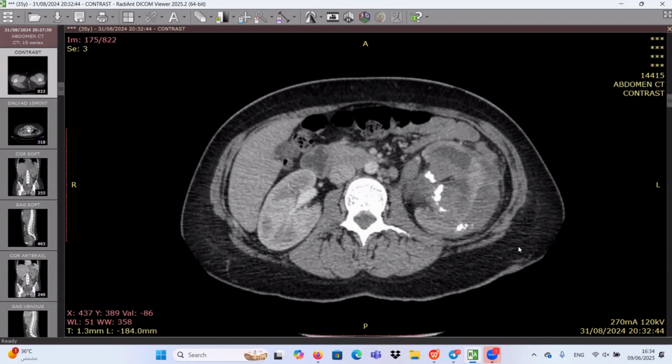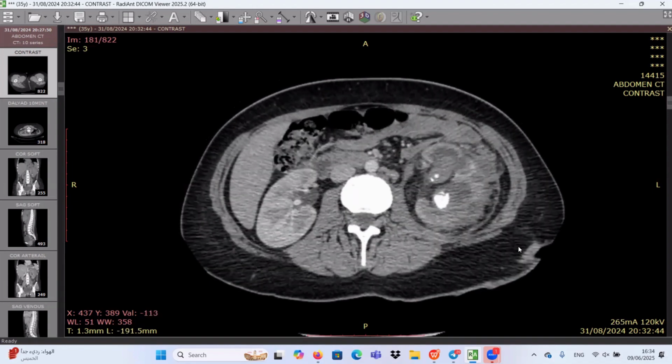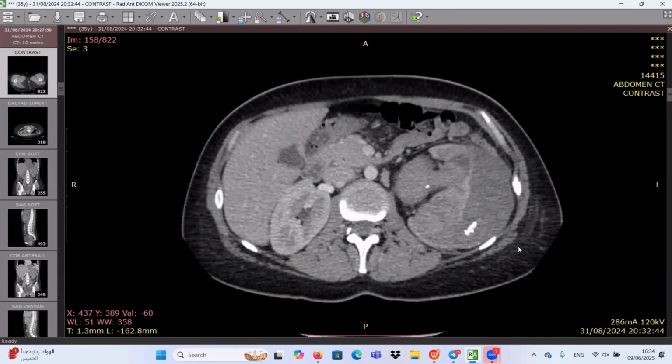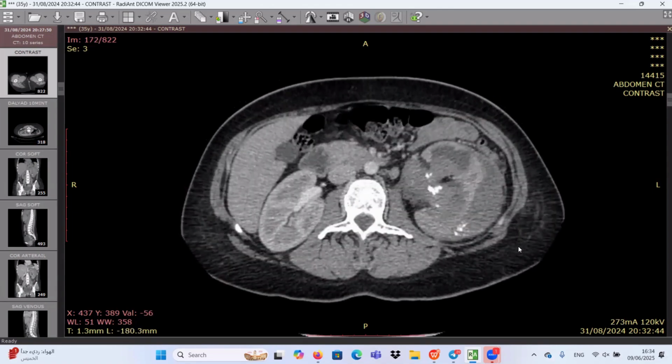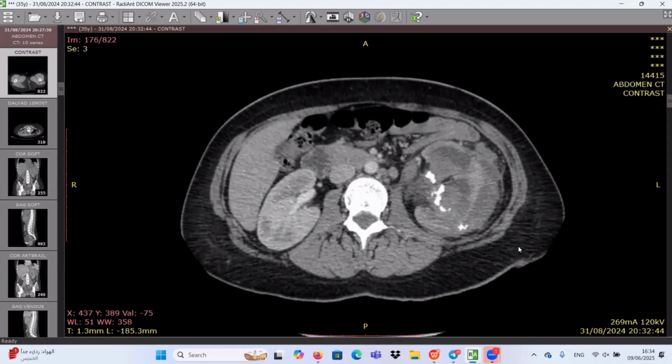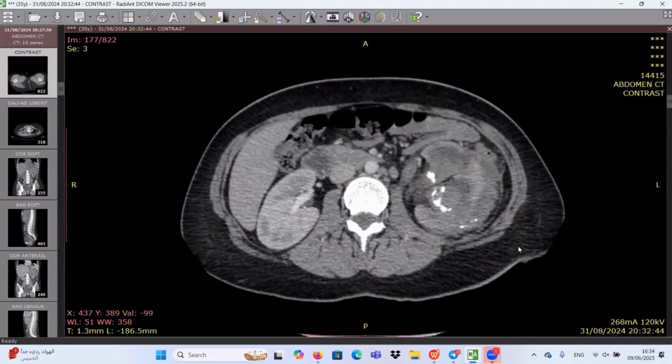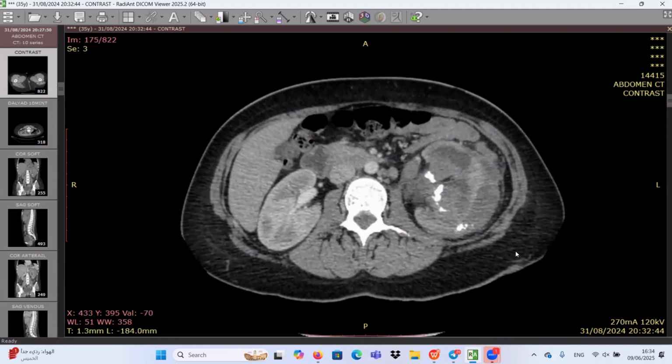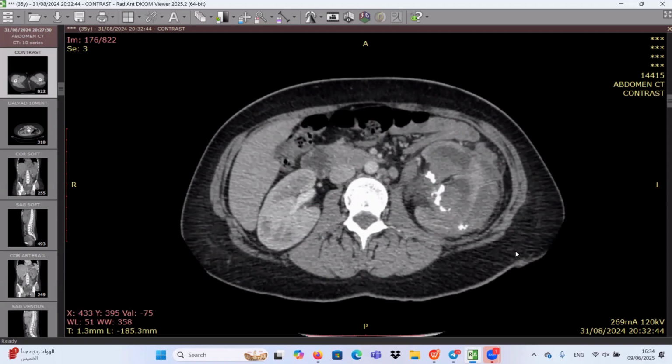Yes, and I want to see the renal contour, which is also not very clear at this level. I'm sorry, I want to ask you again. Are these stones or calcifications? Stones. Yeah, I agree with you.